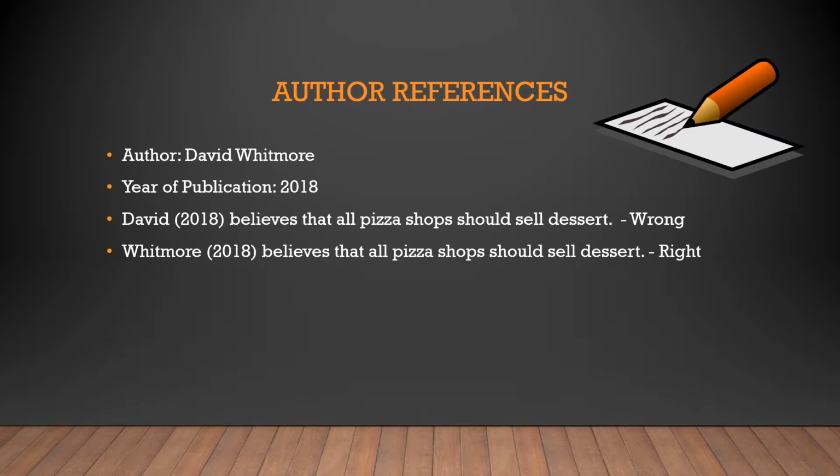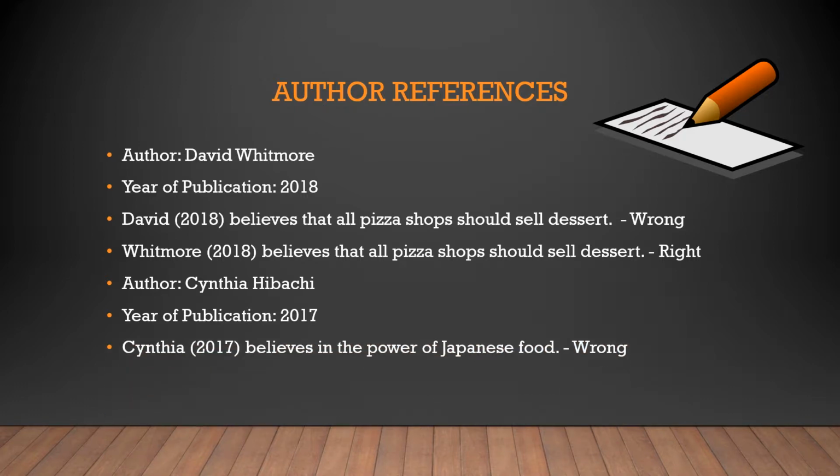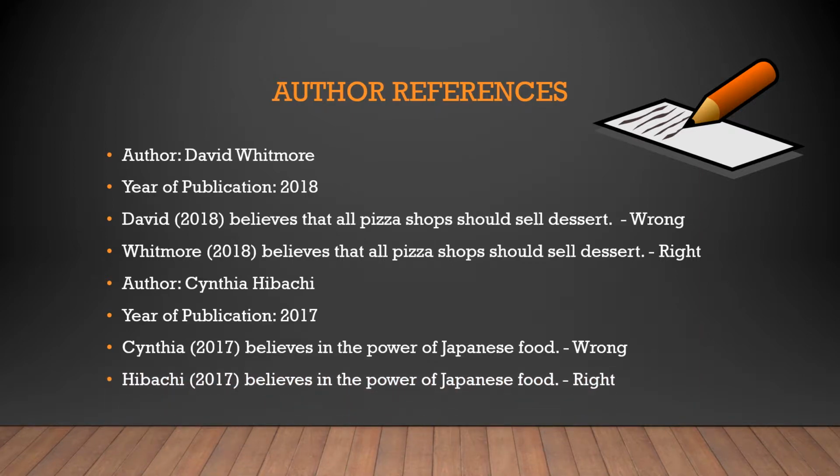You can refer to the author by their first and last name once, and after the first mention, you refer to the author by their last names. Here's another one, Cynthia Hibachi. She published something in 2017. Cynthia 2017 believes in the power of Japanese food. No, that's wrong. But Hibachi 2017 believes in the power of food, because once again, you refer to the authors by their last name after the first mention.